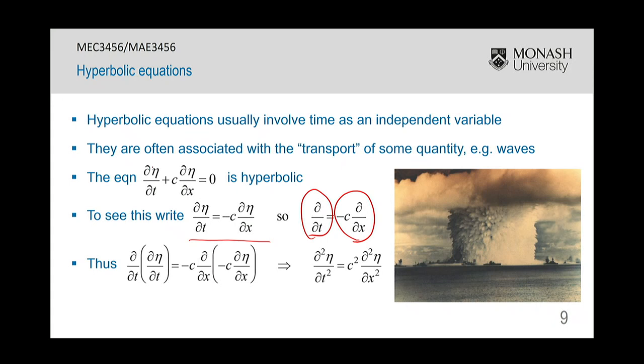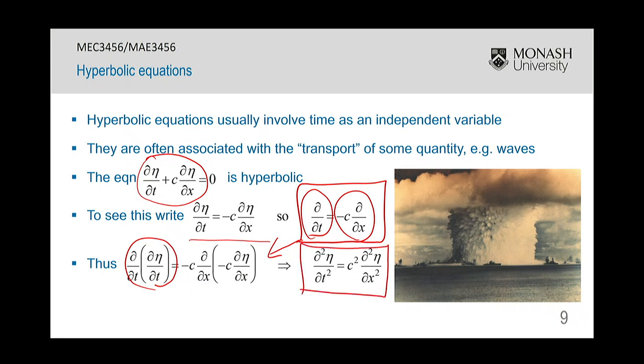So if we then take the derivative of this equation with respect to time, the left-hand side is d/dt of d eta/dt. The right-hand side, using this expression here, can be written as minus c d/dx of minus c d eta/dx, which gives us d squared eta/dt squared equals c squared d squared eta/dx squared, which is a hyperbolic equation according to our categorization scheme introduced earlier. Hyperbolic equations also exist wherever you have shocks.